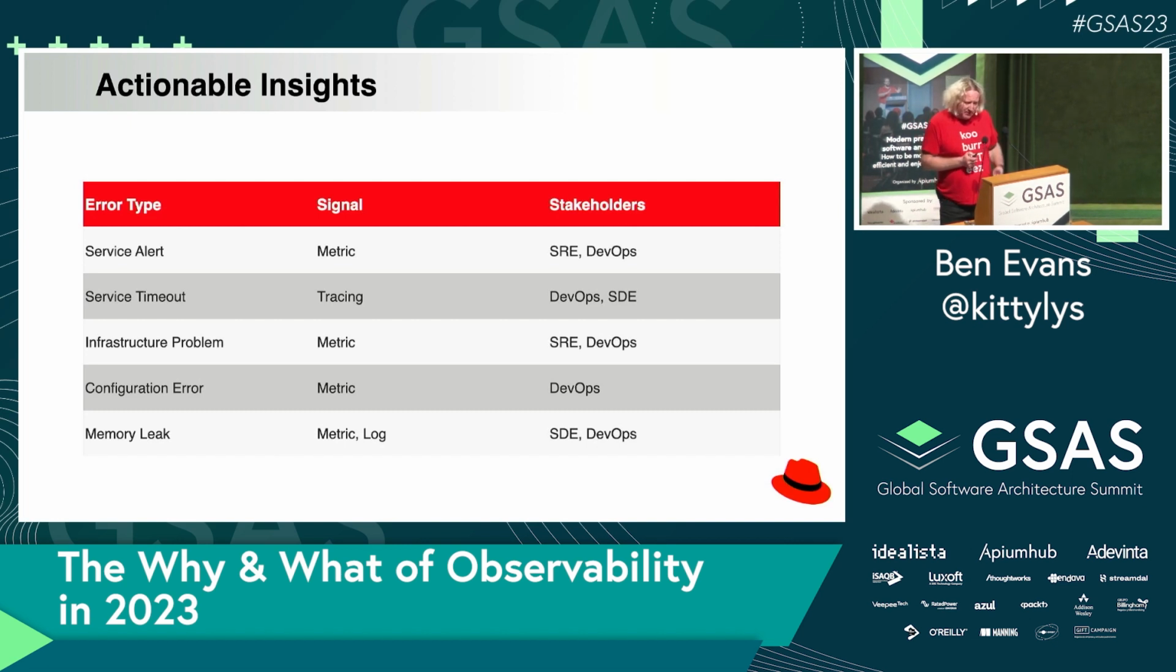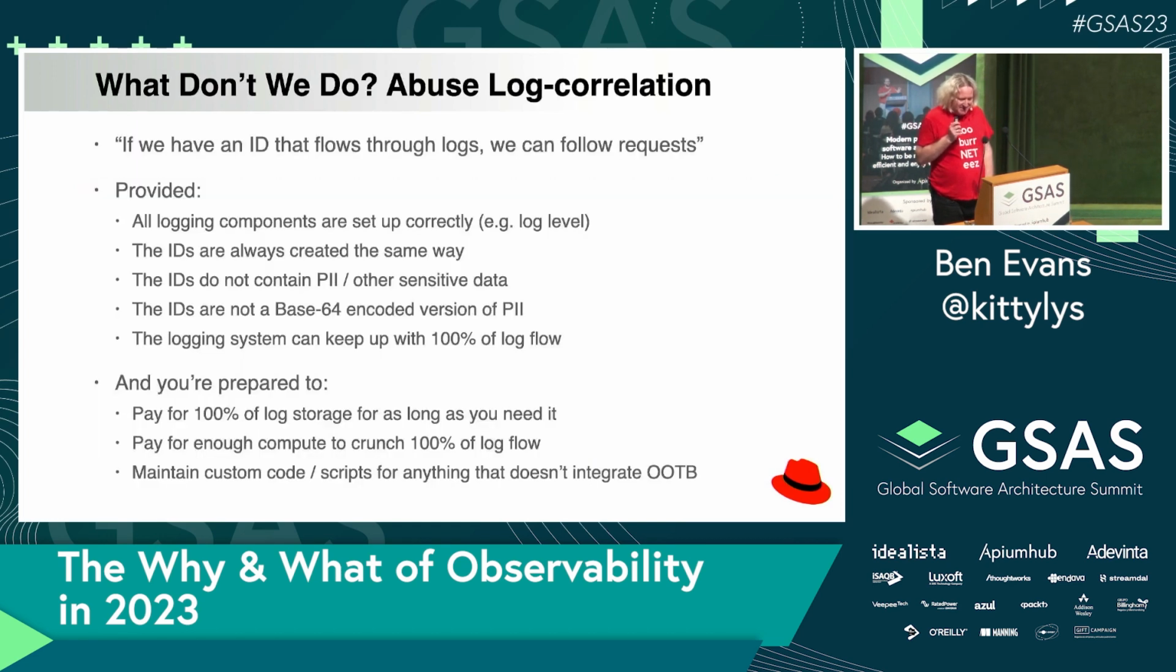Probably also time to just talk about a couple of anti-patterns really quickly. One of the things that I've seen people do is to abuse log correlations. So they're like, we don't need to build a tracing system. We can do it all from the logs. Right? I have seen this implemented 8 or 9 times at least.